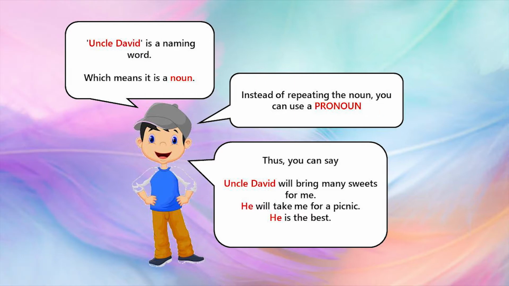Uncle David is a naming word, which means it is a noun. Instead of repeating the noun, you can use a pronoun. Thus, you can say, Uncle David will bring many sweets for me. He will take me for a picnic. He is the best.